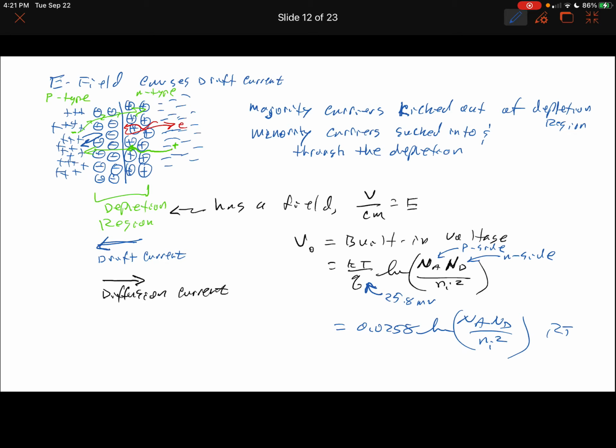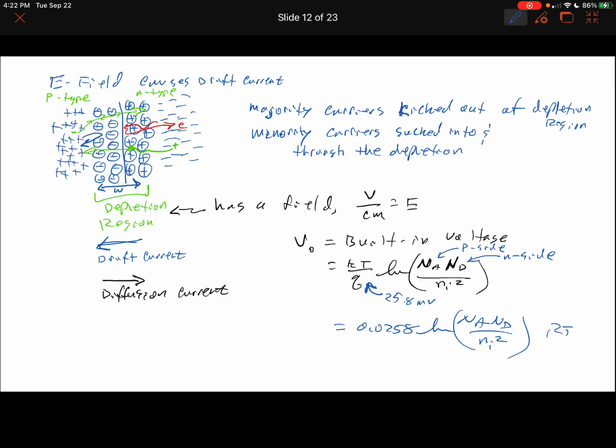This built-in voltage represents a barrier to charge movement. It's what's going to cause majority carriers to get kicked out and minority carriers to get sucked in, and that sets the width of that depletion region. So there's a width here, a width W, and that width is dependent on the built-in voltage, which is dependent on the concentrations on the N and P sides.